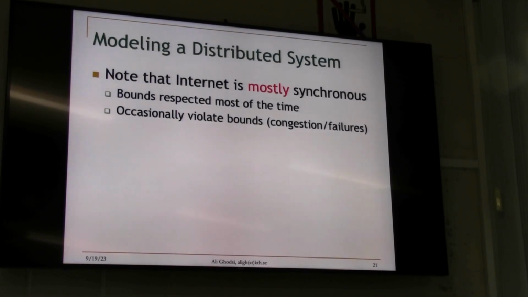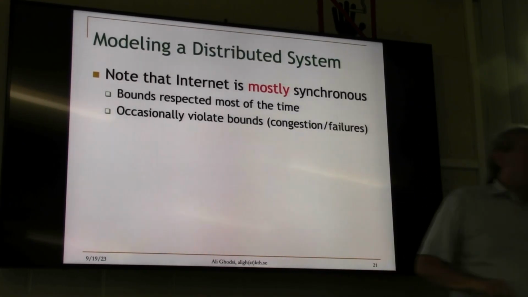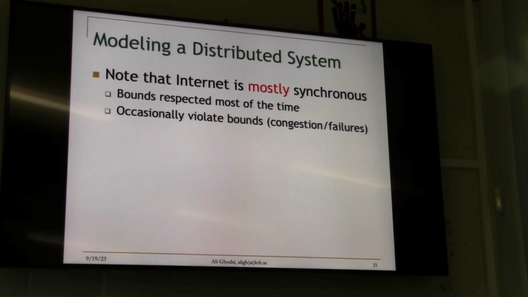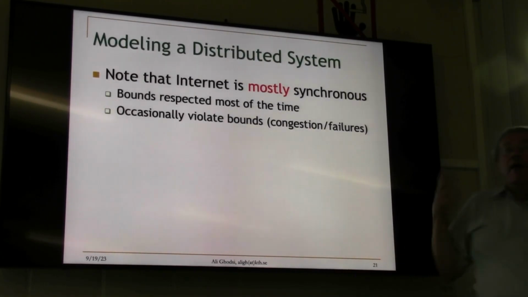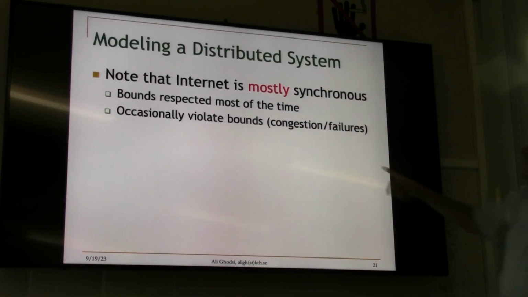So the internet, let's look at how the internet is built. It's mostly synchronous. So what does that mean? Well, if I have two computers talking to each other, there's a network, and as long as they don't go outside of their little bubble, it's very fast, okay? The bounds are respected most of the time. But if they go outside of their bubble and they have to talk to Amazon, and let's say the Amazon server is in Brussels, then they go into a bigger bubble, and things slow down, okay? So the bounds are respected most of the time, but occasionally, once in a while, they're violated. And for various reasons, it can also be because of congestion or failures. Congestion is when the network link is overloaded.